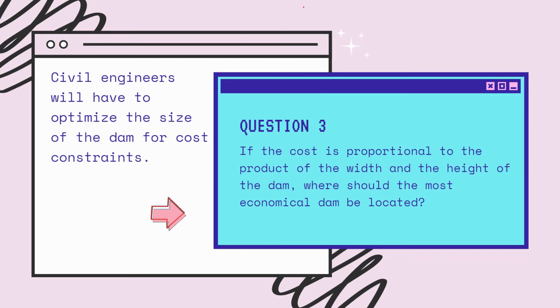Civil engineers will have to optimize the size of the dam for cost constraints. Therefore, in question 3, we will look into this. Question 3 asks, if the cost is proportional to the product of the width and the height of the dam, where should the most economical dam be located?